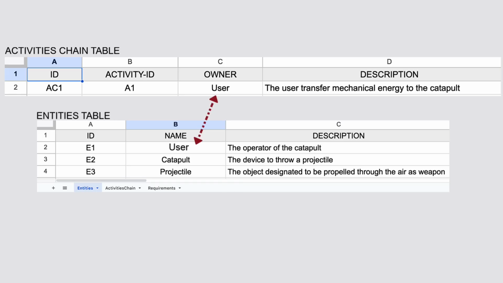After inserting the formula, any changes in B2 of the Entities table will automatically be reflected in the owner column. If B2 changes from user to operator, then this entry will also automatically change from user to operator. In this way, we maintain consistency automatically without manually modifying all entries one by one.